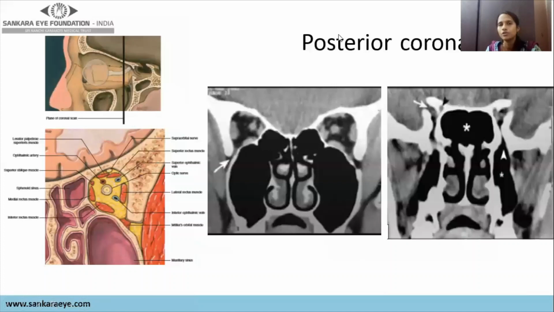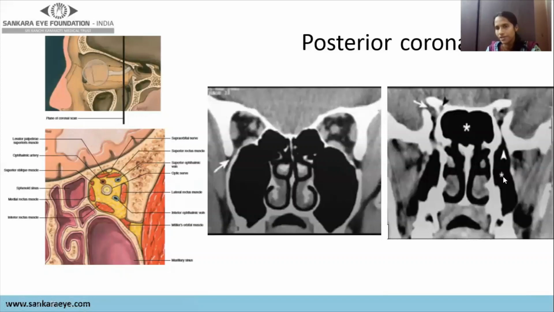And in the posterior coronal, the globe disappears from the view, and you only see the four extraocular muscles and the optic nerve. And here you will see the inferior orbital fissure, adjacent to it maxillary sinus, the ethmoid sinus. And at the level of the orbital apex, you will see the optic canal, superior orbital fissure, the inferior orbital fissure, which opens into the infratemporal fossa.